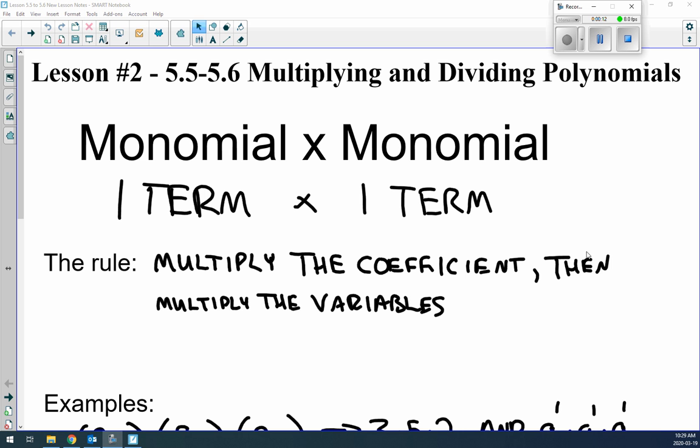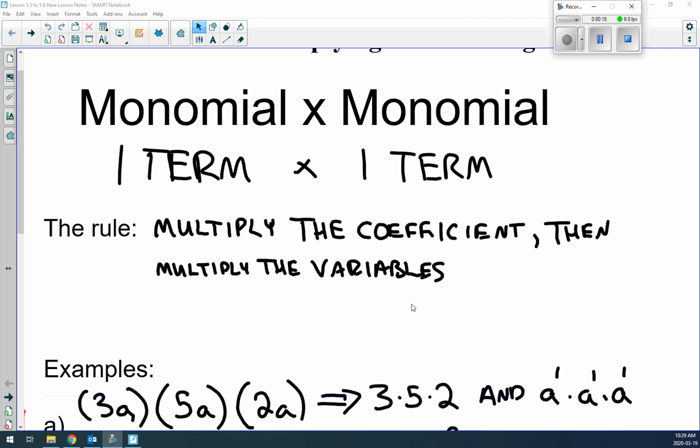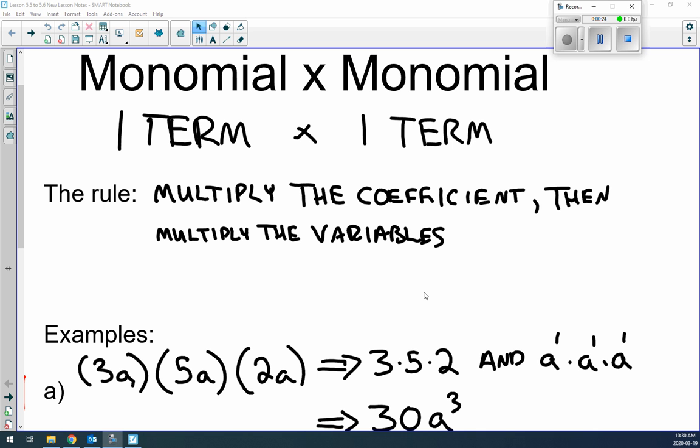So the first thing we're going to talk about is a monomial times a monomial. If you remember, a monomial is one term, so it's one term times one term. And what you're going to do, this is the basic rule, is you multiply the coefficients, so those are the numbers in front of the variables, and then you multiply the variables according to the rules of exponents.